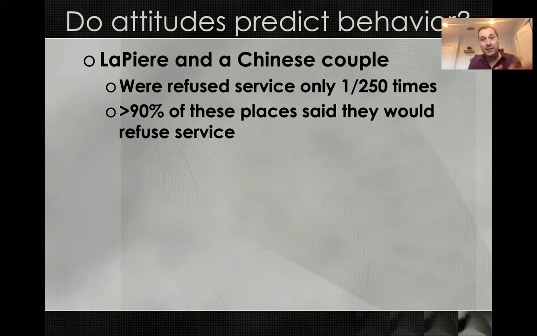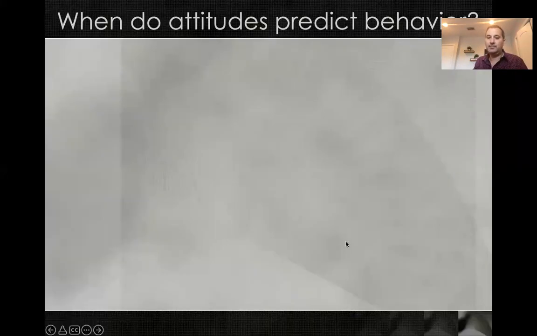Well, first off, note that the Lapierre study in particular, where he toured the US with a Chinese couple, is flawed in numerous respects. For instance, when he mailed out the questionnaires, we don't know whether the people who responded and said they would refuse service are the same people who actually made the decision whether to serve Lapierre and the Chinese couple. We don't know if they're the same people, obviously. But regardless, future studies started to uncover conditions under which attitudes and behaviors were in fact linked. So let's take a look at what those conditions are.